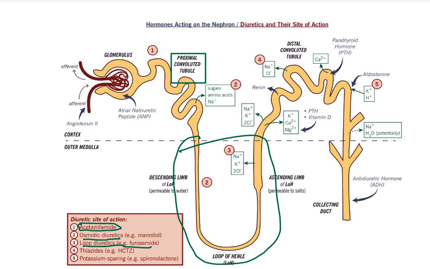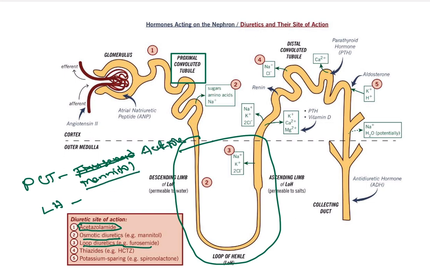So in the proximal convoluted tubule, what acts? It is not furosemide, it is acetazolamide and mannitol. And in the loop of Henle, furosemide acts.